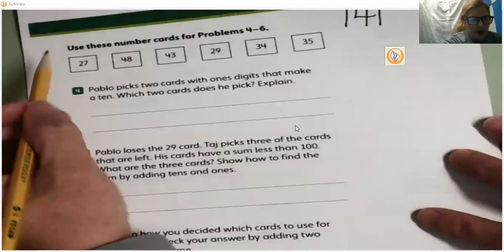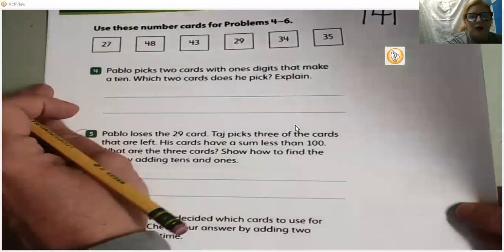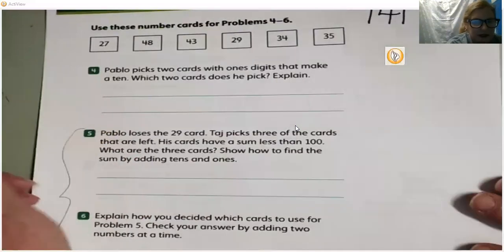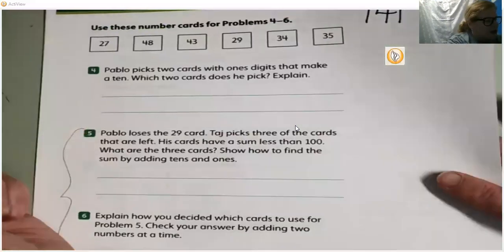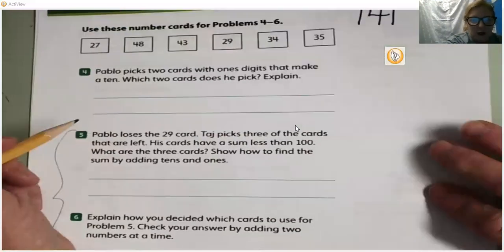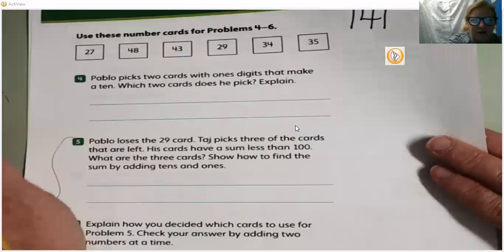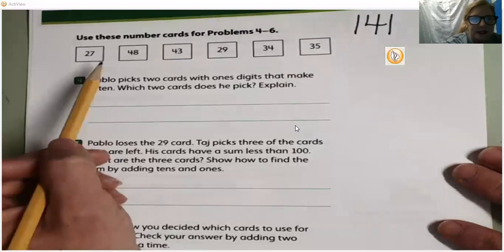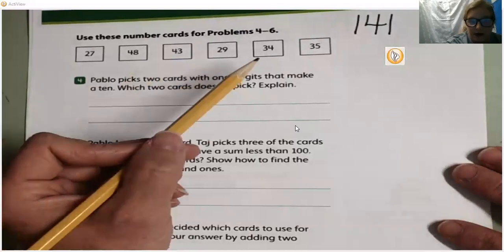All right. Now this next and last page is a fun little challenge. All right, so I'm going to talk you through it here. Here's some number cards you're going to use for 4 through 6, okay? If you want to solve this on your own and check back and see if you were correct, go for it. Otherwise, we're going to do it together because it gets a little complicated here. So, I know it's independent practice, but this one's very different from other things we've done before. All right, so here are the number cards: 27, 48, 43, 29, 34, and 35.